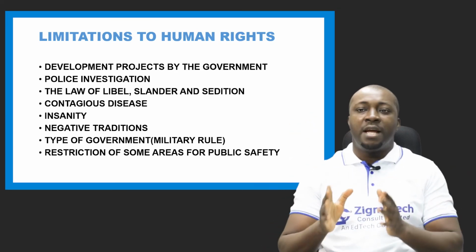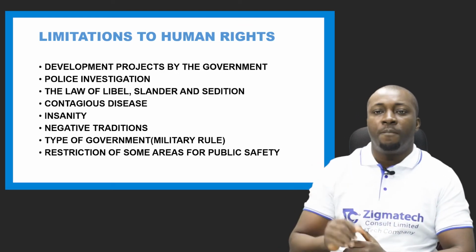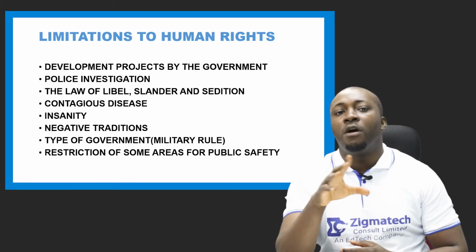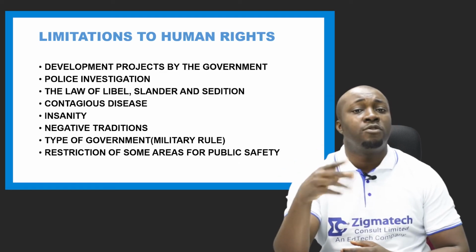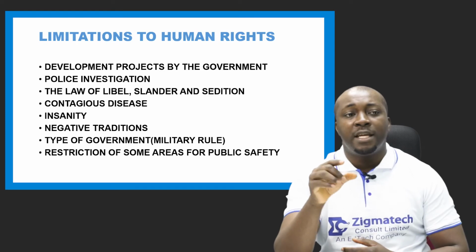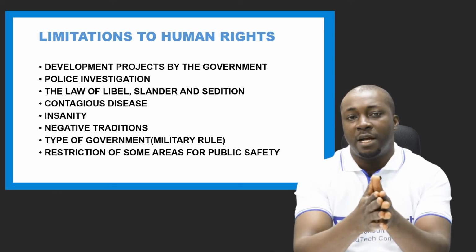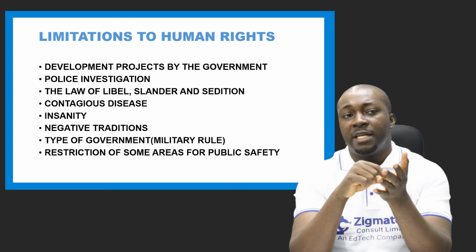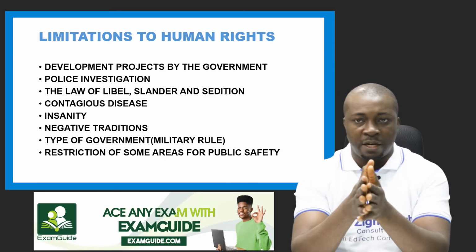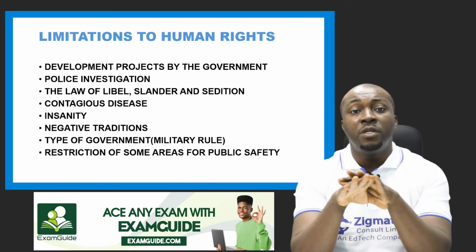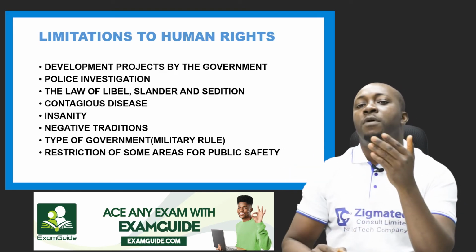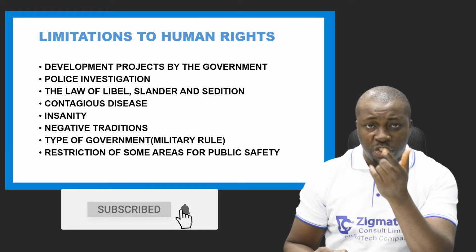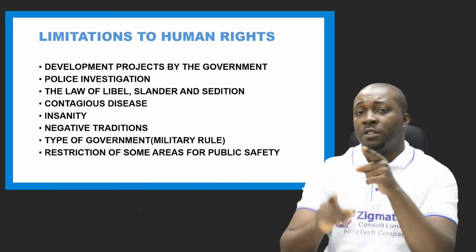Also, the law of libel, slander, and sedition affects human rights. How? When we say libel, we're talking about a written statement that defames the character of a particular person, and that written statement is usually false. Slander is an oral statement that defames the character of a person. Sedition is when you make a written or oral statement that incites the citizens to revolt against their government. Now, the law prohibits you from all this. And when you are constrained by the law of libel, slander, and sedition, your freedom of speech is limited because you cannot express yourself up to this point.